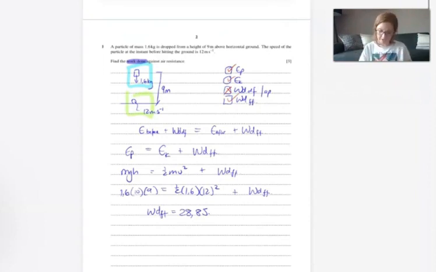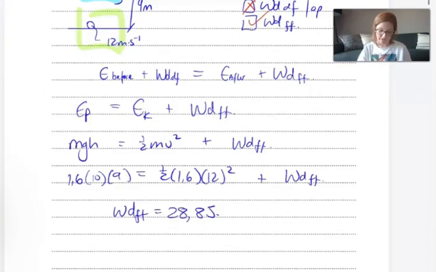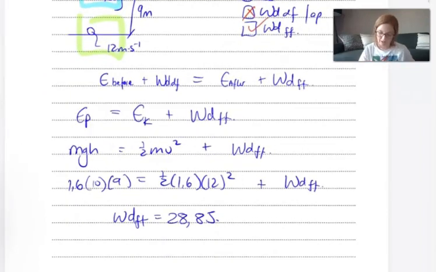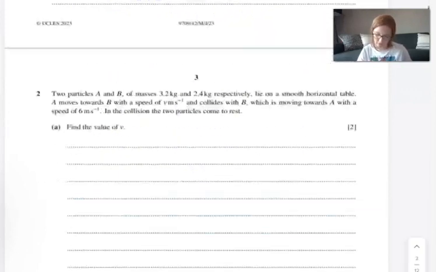Okay, so I first do my checklist, then I do my equation of before and after, and then I just plug in the values that I have. So I would say this is a relatively straightforward energy question. They can get quite a lot more complicated than that.